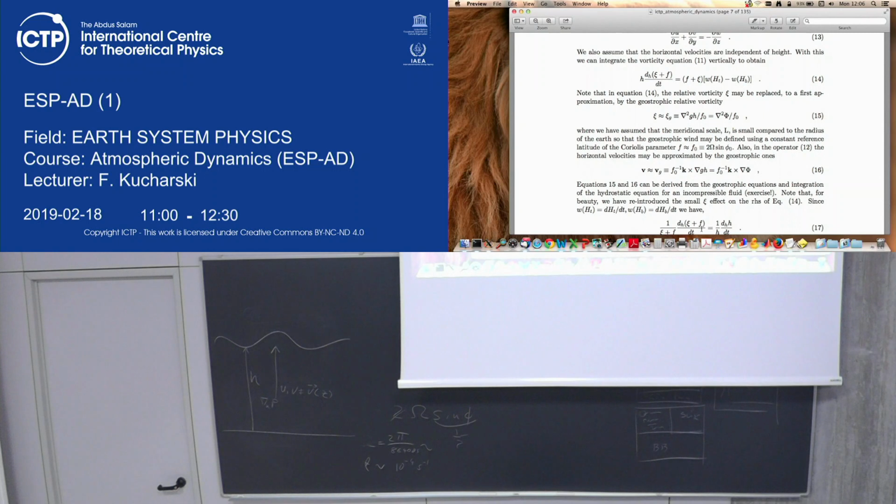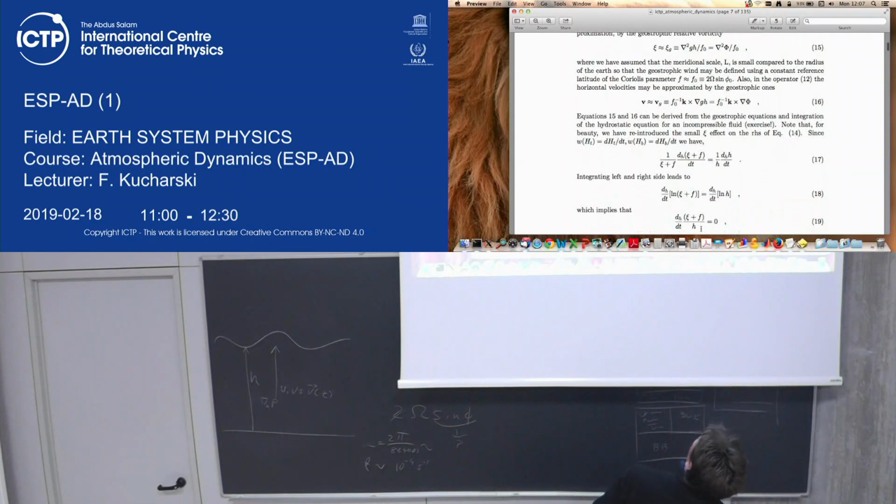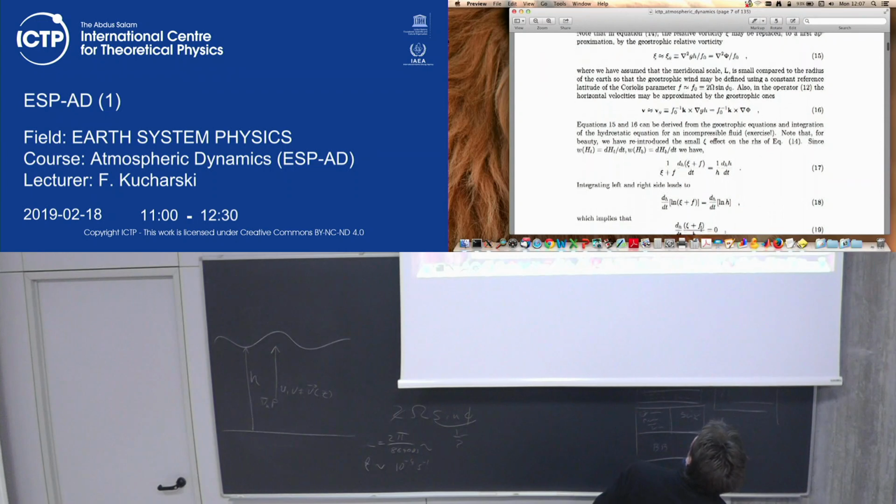So if we insert this here, you can derive easily that the vorticity is just the Laplacian of the height field. So with this expression for the geostrophic wind, you can derive this. And you will derive this relationship in an exercise. You can use the change of the height of the system, multiplied by g, instead of the horizontal pressure change.